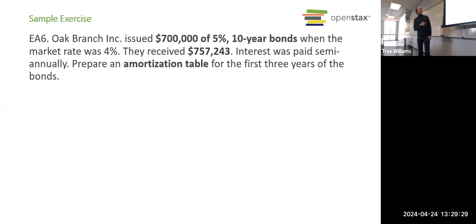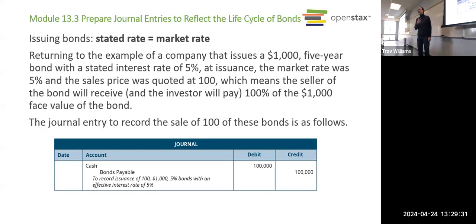Okay. We've done exercise 6. We've done all the exercises, right? And skip that. What if the stated rate is the market rate? Okay, well then the bond is sold. Does anybody remember what the term is?